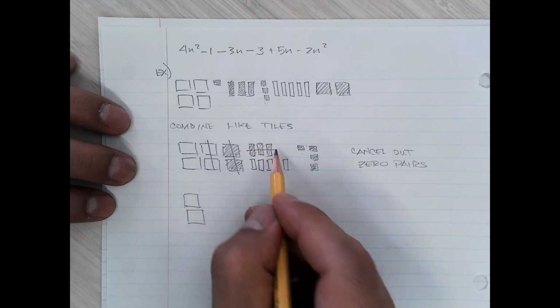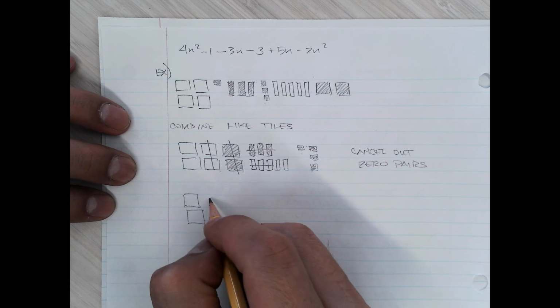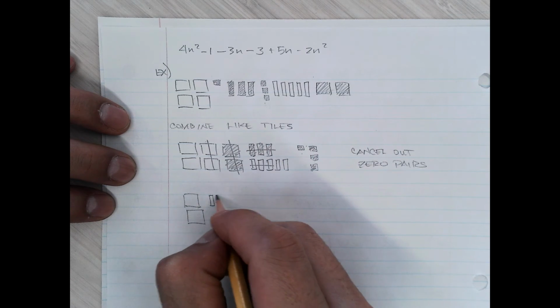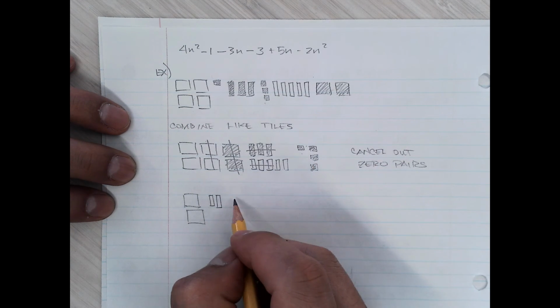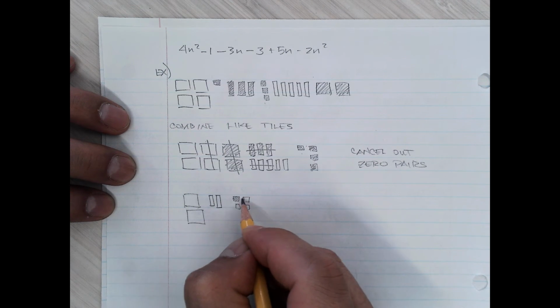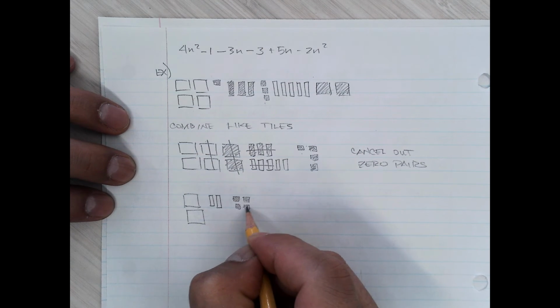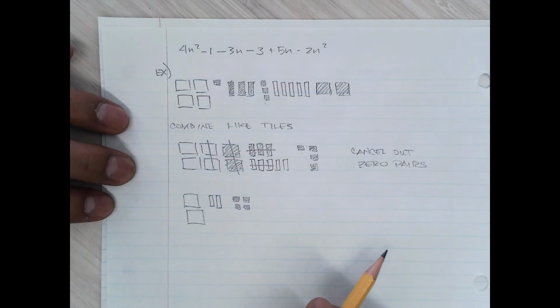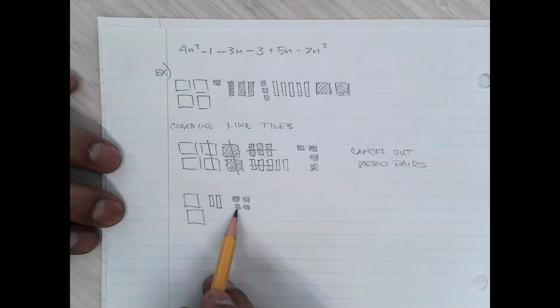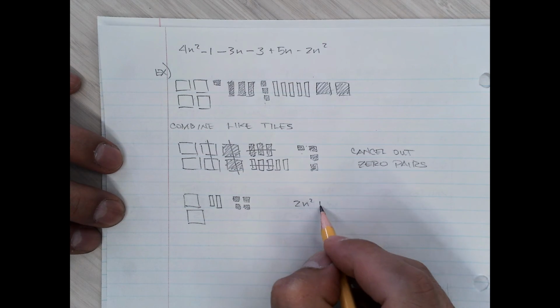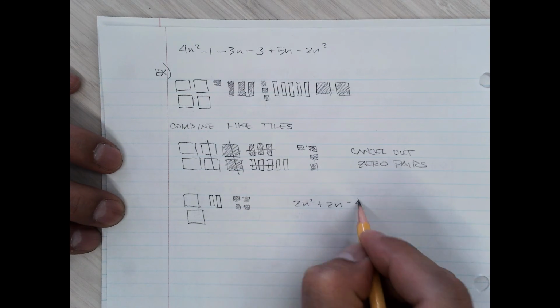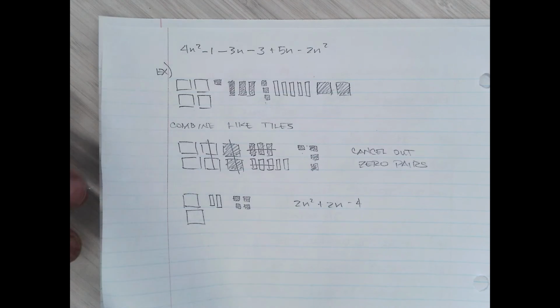It's one thing to cross out 0 pairs. It's another to draw the leftover tiles. That's important. There's no 0 pairs here, so I'm going to draw them all exactly the way they are together. And here are our remaining tiles. And this should match our answer of 2n squared plus 2n minus 4. And is that the answer that we got for the polynomials? Yes, it is. Okay.